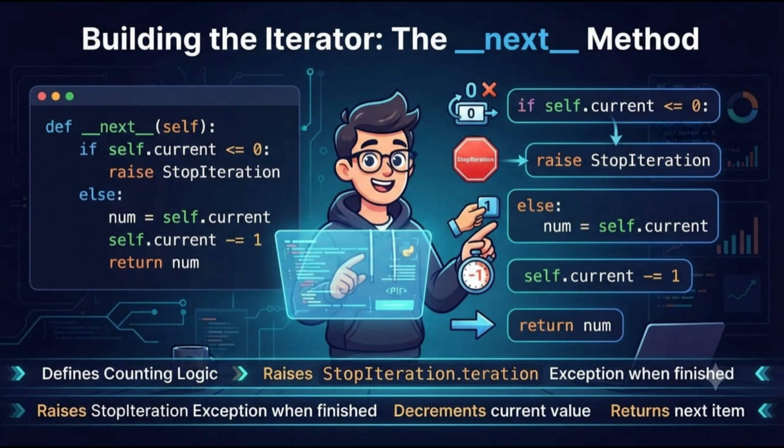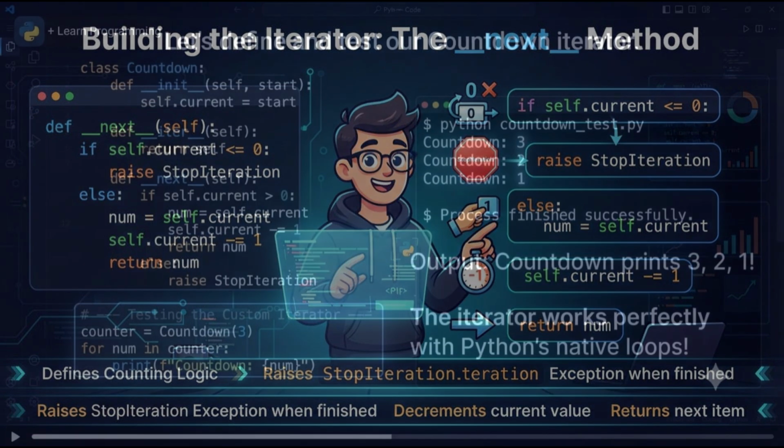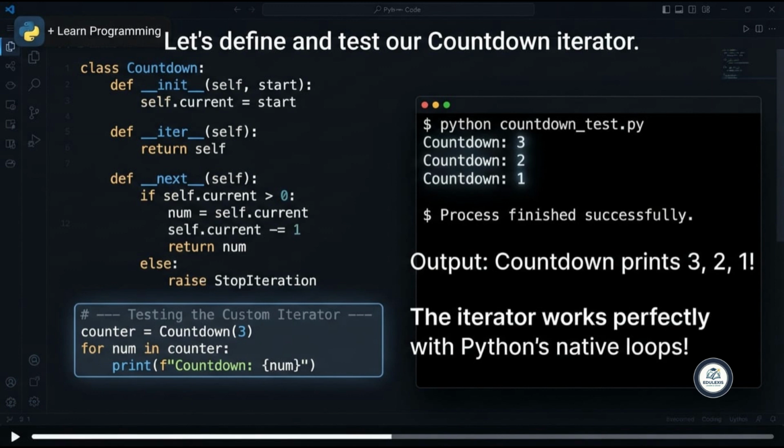Next, let's write the core __next__ method that controls the counting logic. def __next__(self): if self.current <= 0: raise StopIteration, else: num = self.current, self.current -= 1, return num. Look at how clean that is. If current hits 0, it raises StopIteration, otherwise, it decrements and returns the current number. Action: carefully explain each line of the __next__ method implementation.